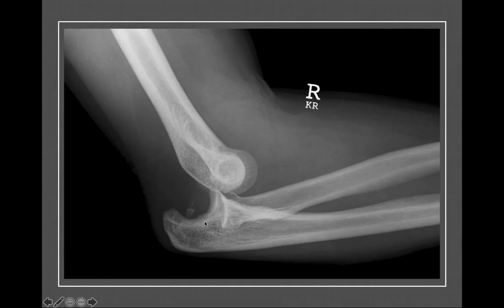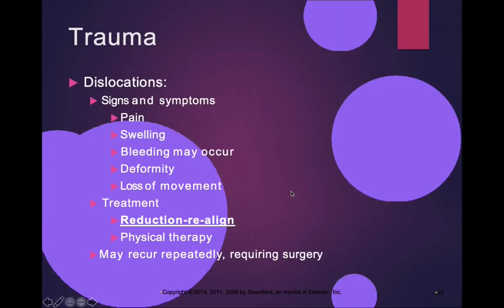Here's another dislocation. This is the elbow. This is the trochlear groove. This is the olecranon process. This is the distal end of the humerus, where the trochlea is supposed to sit in the trochlear notch, and it dislocated. This is the head of the radius and the radial shaft right here. Look, dislocations, the signs of the symptoms: pain, swelling, bleeding, deformity, and loss of movement.